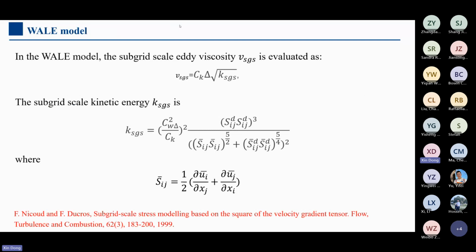The model, which is based on the square of the velocity gradient tensor, accounts for the effects of both the strain and the rotation rate of the smallest resolved turbulence fluctuations. Moreover, it recovers the proper near-wall scaling for the eddy viscosity without requiring a dynamic procedure. It is also shown from a pure turbulent pipe flow computation that the model can handle transition. In the WALE model, the subgrid-scale eddy viscosity is computed by the following formula, and the subgrid kinetic energy k_SG is defined as this.